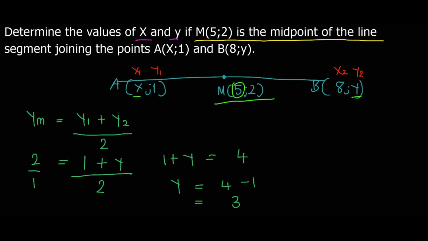So this point is 3 and this point is 2. So we got our points x and y. If you use these 2 points, points A and B, and try to use this formula to find the midpoint, you will get these points 5 and 2. Anyway, that's it for this problem.